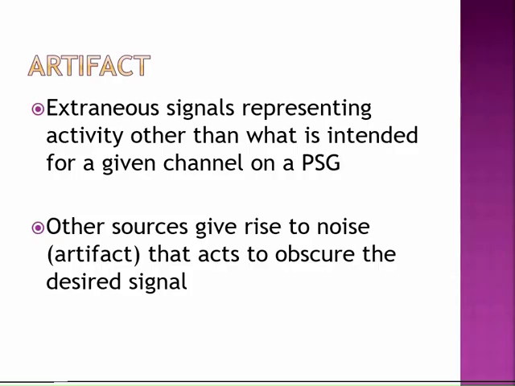So, to start an introduction on some of the troubleshooting issues that you might come across, the first thing we'll talk about is what an artifact is. An artifact is any extraneous or external signal that represents activity other than what we want to record for any given channel. What that means is, for example, when you look at your brainwave channels, if you see anything else besides brainwave activity in those channels, that's considered artifact. Goes with all the other channels.